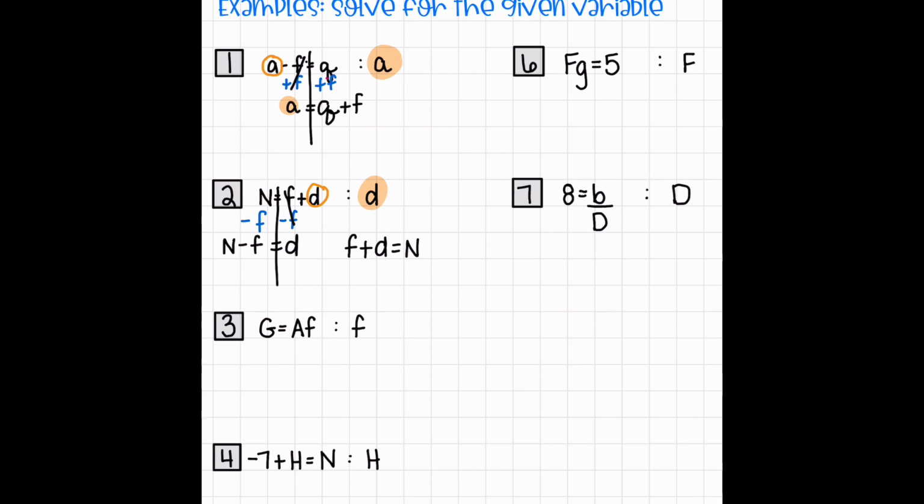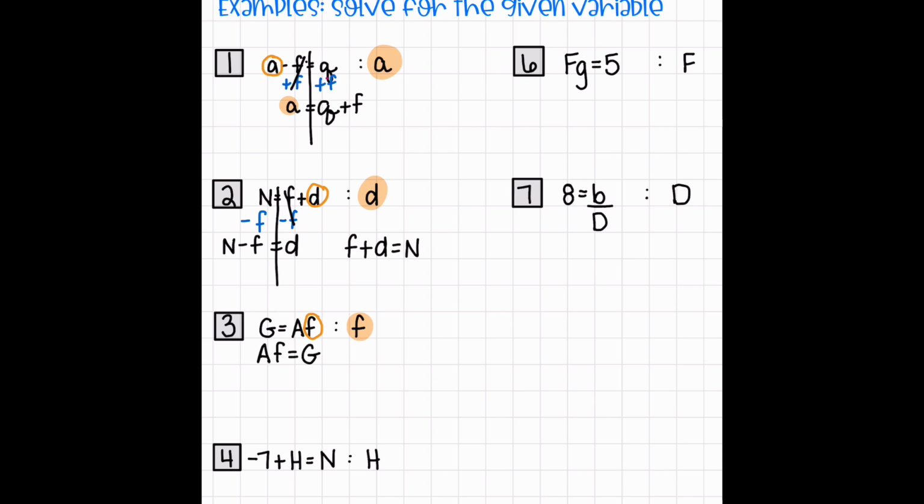All right, so for the next one, we're solving for F. So if I want to get F by itself, I can see that F is being multiplied by A. So the opposite of multiplication is going to be division. And again, if you want to go ahead and rewrite it so that the variable that you're solving for is on the left-hand side, you can.